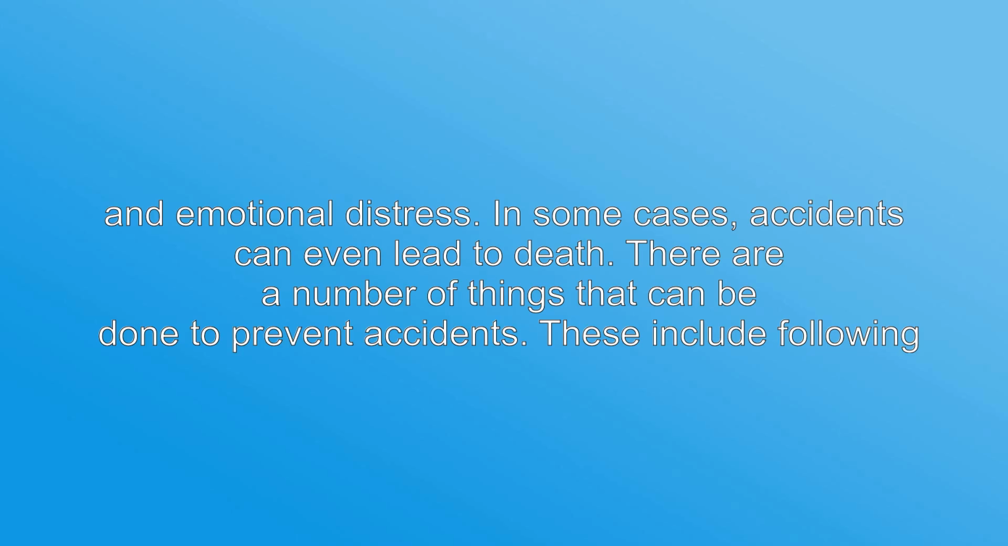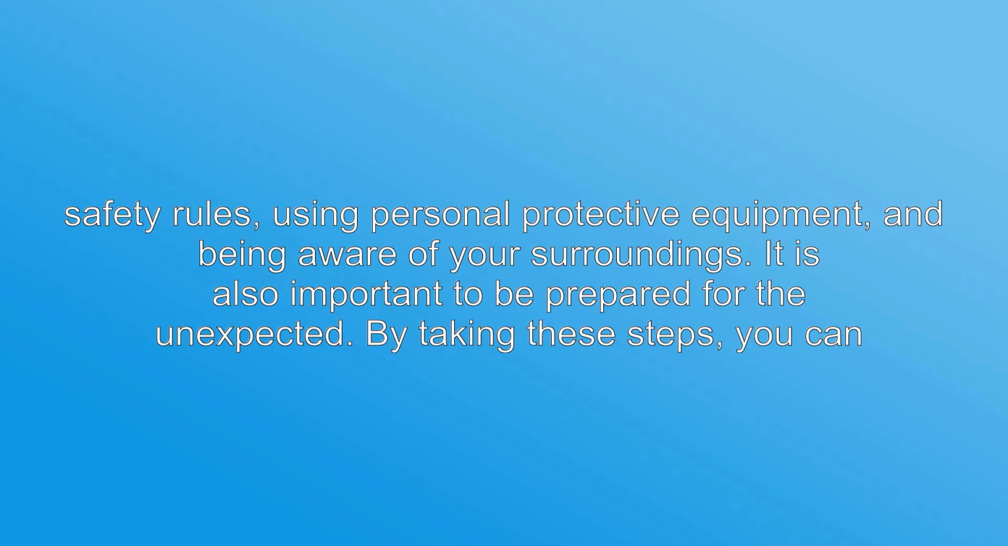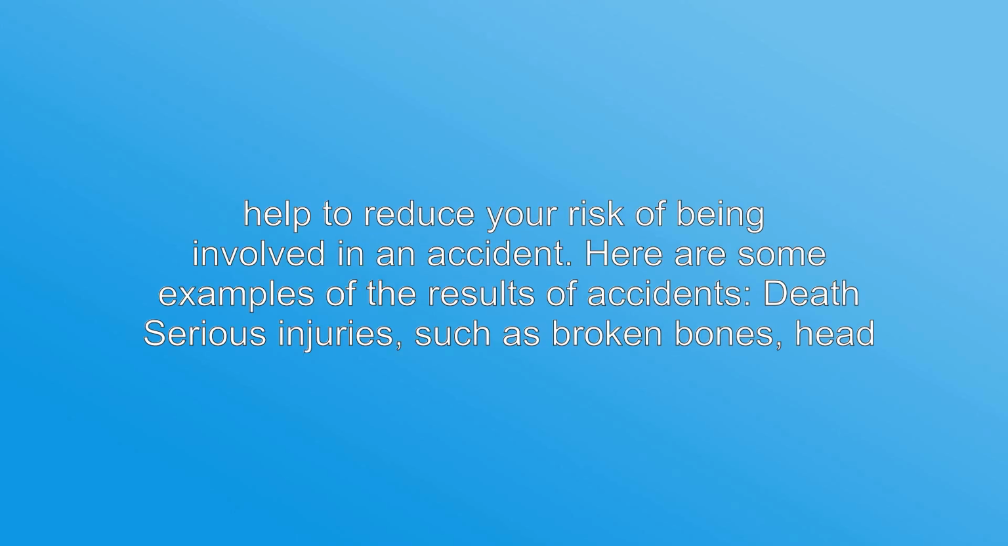There are a number of things that can be done to prevent accidents. These include following safety rules, using personal protective equipment, and being aware of your surroundings. It is also important to be prepared for the unexpected. By taking these steps, you can help to reduce your risk of being involved in an accident.